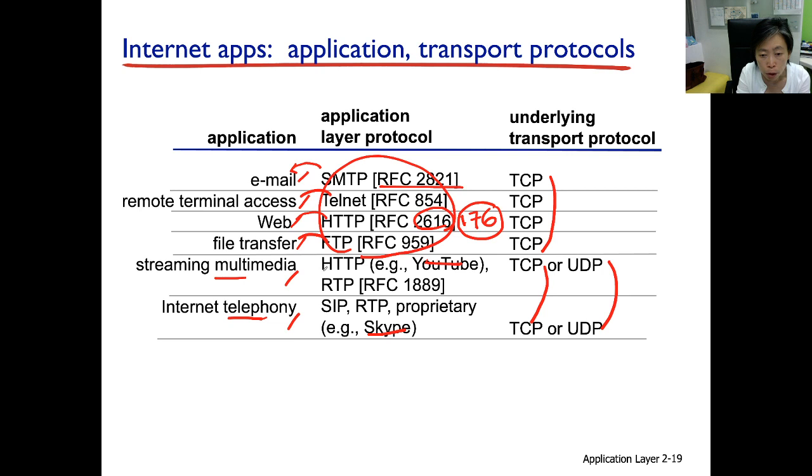So, YouTube, for example, uses HTTP as the underlying application layer protocol, such as web is doing. And because HTTP is using TCP as the underlying transport protocol, that means YouTube as a streaming service is using TCP as the transport layer service. Now, Skype as an internet telephony application, it actually uses both UDP first. So what it does is to try to call to the receiver using a UDP connection.